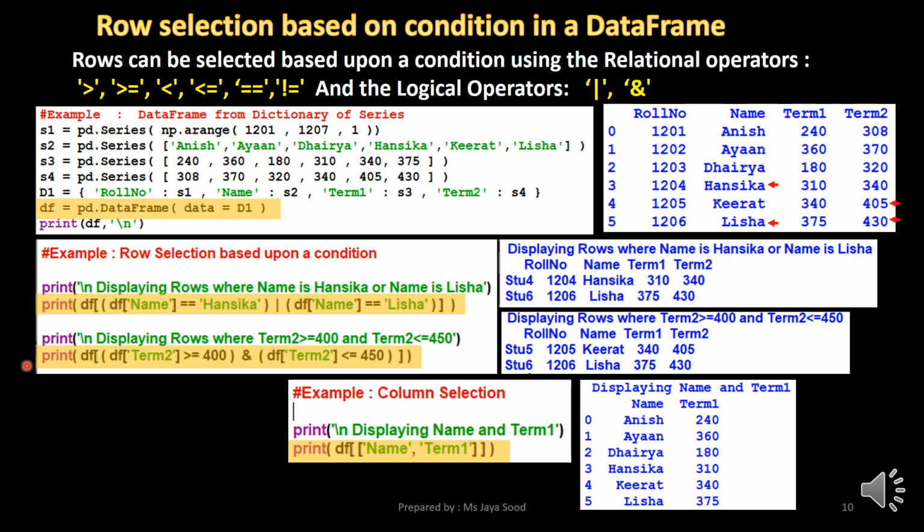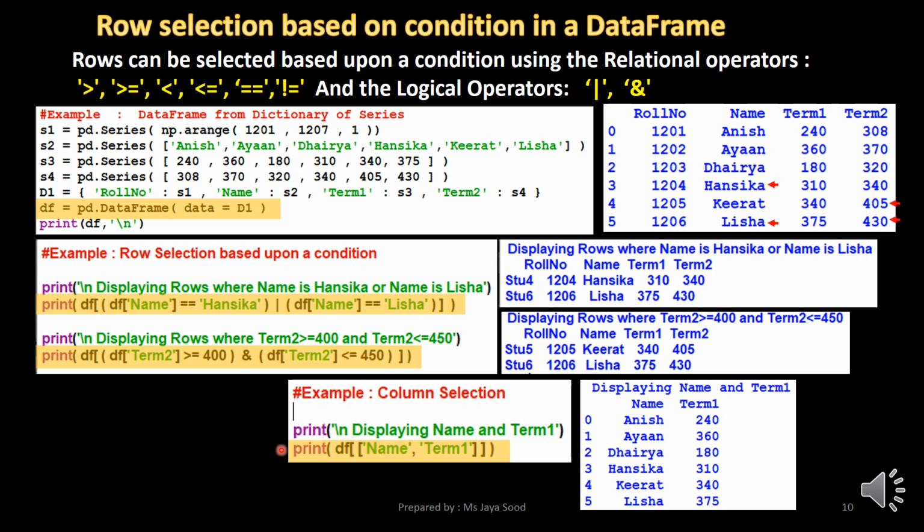The next print statement, print df within square brackets df term 2 greater than equal to 400 and df term 2 less than equal to 450, will print those rows from the data frame where the term 2 value is greater than 400 and the term 2 value is also less than 450. That is, where the value of the term 2 column lies between the range 400 and 450, as shown here in the output.